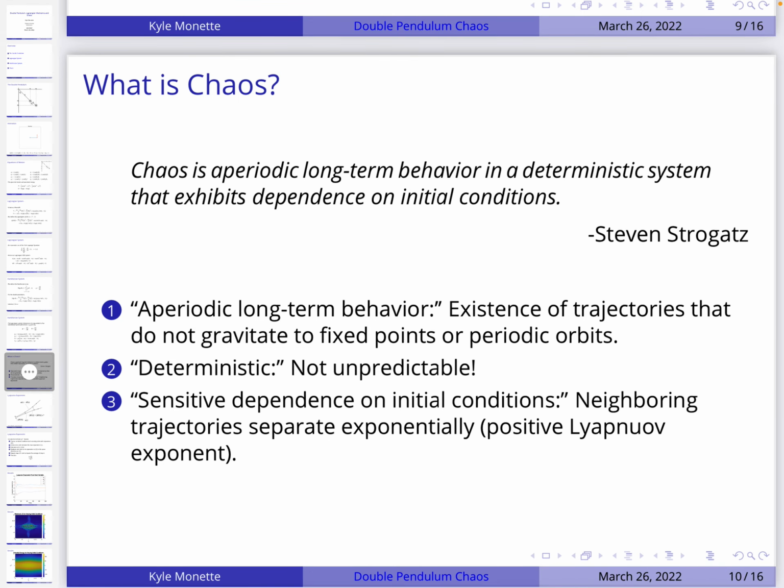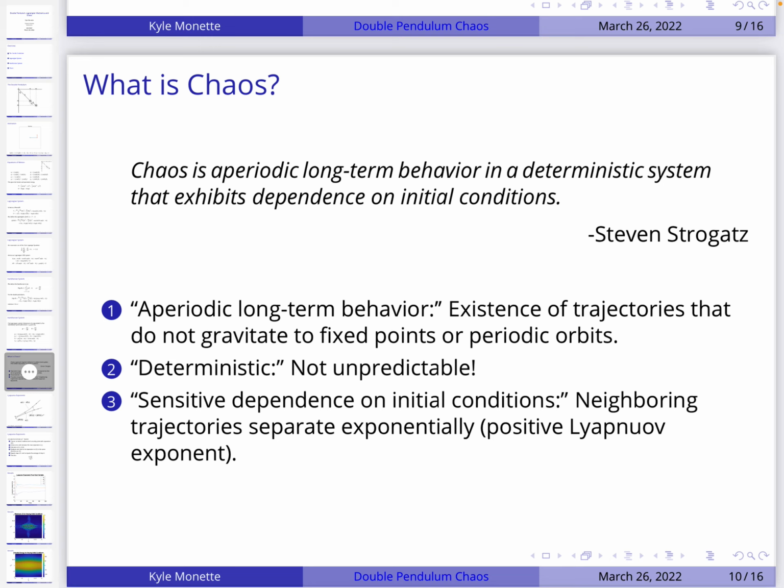So what is chaos? Well, it's actually not just a colloquial term. It actually does have a definition. And I really like this one, which is given by Strogatz, that it's aperiodic long-term behavior in a deterministic system that has dependence on initial conditions. And the dependence on initial conditions is the most important part here, I think, because it means that if you slightly perturb the system, it will not follow that same slight perturbation throughout its orbit. It will diverge greatly.